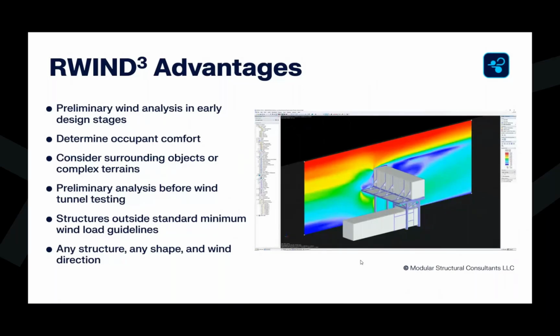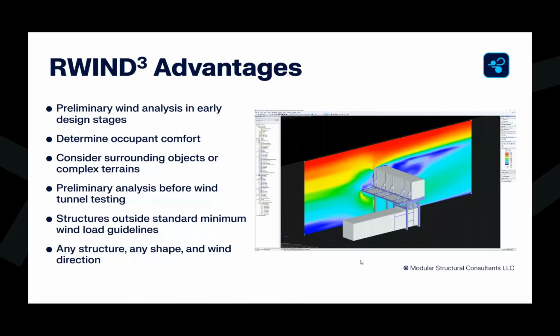You can imagine that this can be a really powerful tool for wind analysis very, very early on in the design stages. If we're toying around with different geometries, or we get this information from the architect and we're interested to know what the wind loads are very early on, it's very quick and efficient to just put it into this numerical wind tunnel. We also can use this program to determine occupant comfort, or, as I mentioned on the previous slide, to consider surrounding objects or complex terrains.